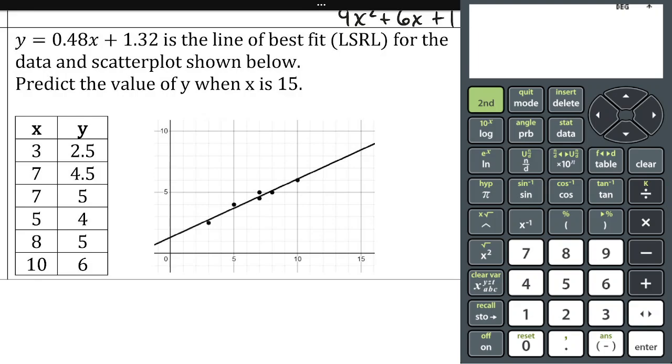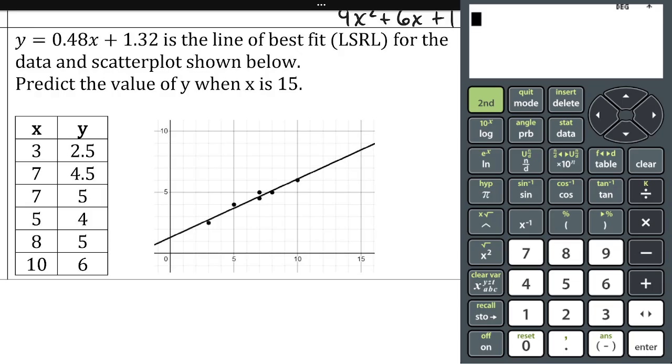So for this next problem, we're given the line of best fit. It says y equals 0.48x plus 1.32 is the line of best fit, the least squares regression line for the data and scatter plot shown below. And then it says predict the value of y when x is the number 15. We're going to do that part. That's really a pretty easy part.